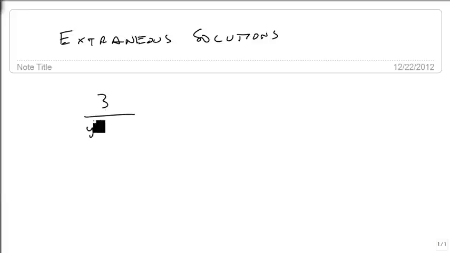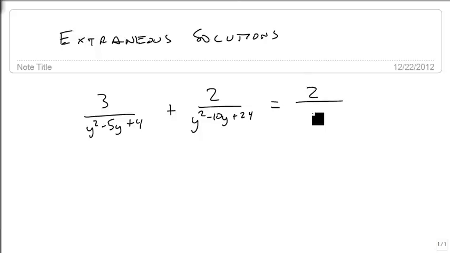We're going to look at a special thing that happens when we're solving rational equations called extraneous solutions. Let's demonstrate what we mean first. Suppose we have 3 over y squared minus 5y plus 4, plus 2 over y squared minus 10y plus 24, equals 2 over y squared minus 7y plus 6.